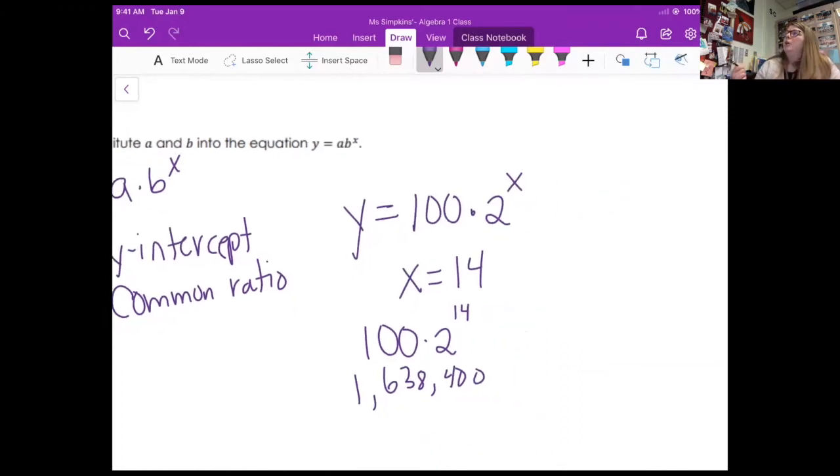So on your own, you don't need to show me your answer, but I want you to figure out how many bacteria are going to be left after 20 hours. After 20 hours, how much bacteria are going to be left?